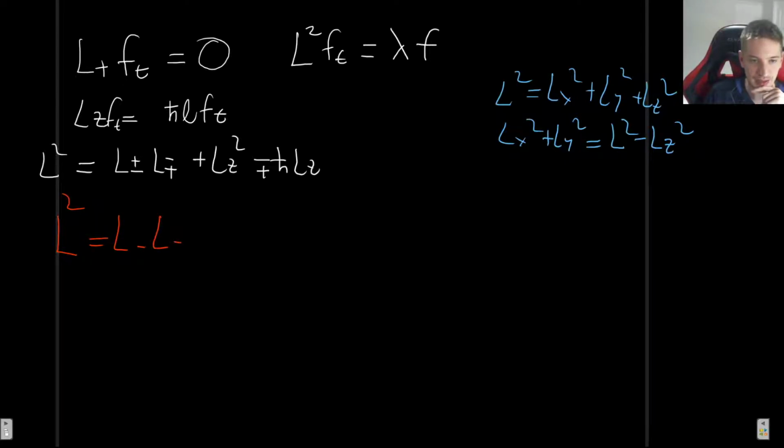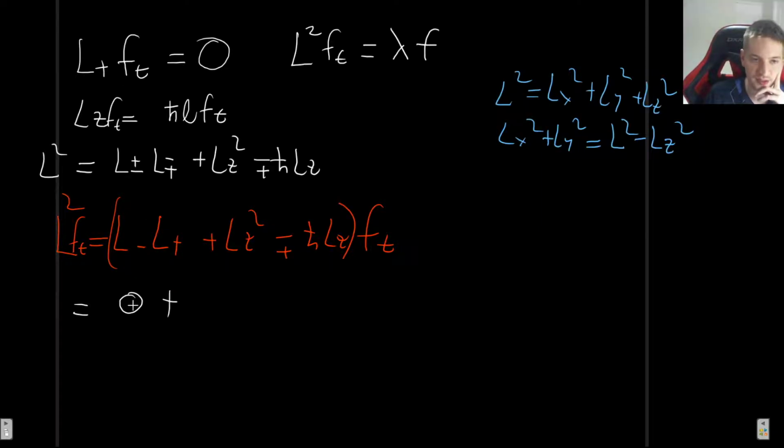So we get L minus L plus, this is going to be acting on Ft, plus Lz squared minus or plus h bar Lz, and all of this is acting on Ft. And now I'm going to change colors. I don't really like red. Okay, so this acting on Ft is 0. That's why we chose this version, because it's going to give us something that is 0, and we like that. Then we have Lz squared acting on this Ft. That's basically Lz acting on Lz Ft. But what is Lz Ft? That's simply h bar L Ft.